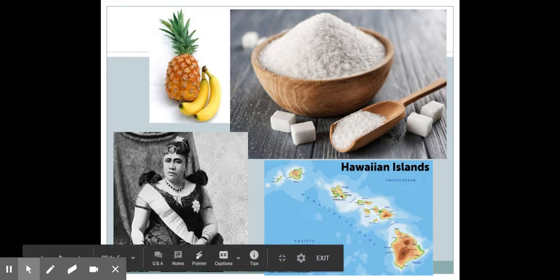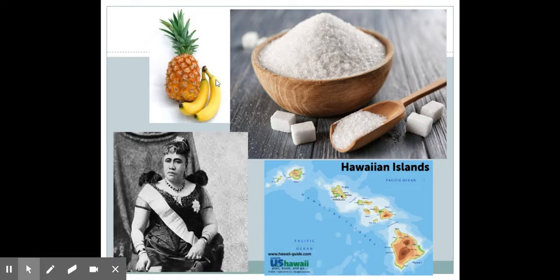We're also going to see that fresh fruits, in particular citrus fruits, things like pineapple and bananas, they also are grown in a tropical climate, so outside of the United States.